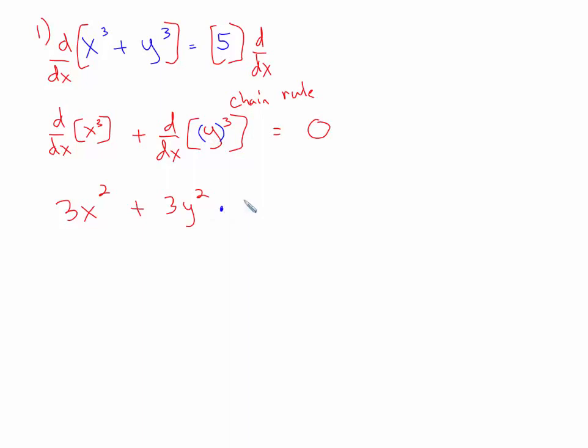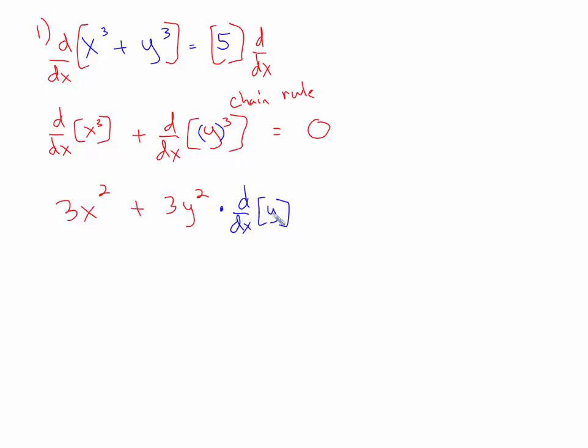So now we need to multiply the derivative of the inside function. In this case, it's y. So we took the derivative of the whole function, and we got this. And then chain rule says now you need to multiply by the derivative of the inside function, remember?